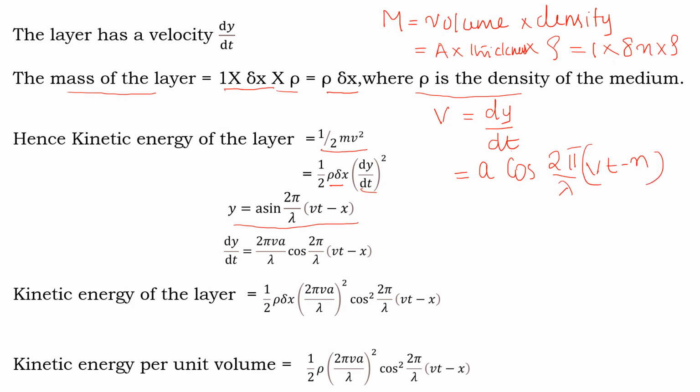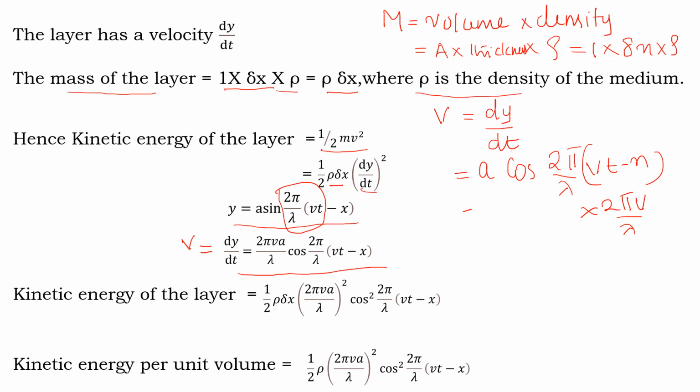ഇനി t ഇൻക്ലൂഡ് ചെയ്ത് വരുന്ന ടേം ആണ് 2 pi by lambda into vt. അതുകൊണ്ട് തന്നെ അതിനെ again ഡിഫറൻഷിയേറ്റ് ചെയ്യുന്നു. That is 2 pi into v by lambda. Therefore v എന്ന് പറയുന്നത് dy by dt is equal to 2 pi av by lambda cos 2 pi by lambda into vt minus x ആണ്.